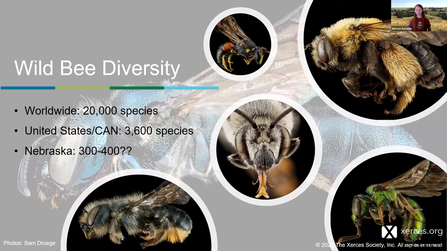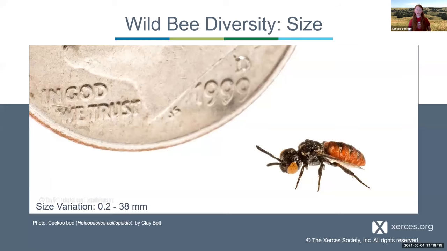So when we look at wild bees, they can be very, very tiny, right? So this is a bee right up next to a dime that's pretty small. So most of you, if you saw this bee, you probably wouldn't think it's a bee, right? It's not black and yellow. It's not making a large buzzing noise.